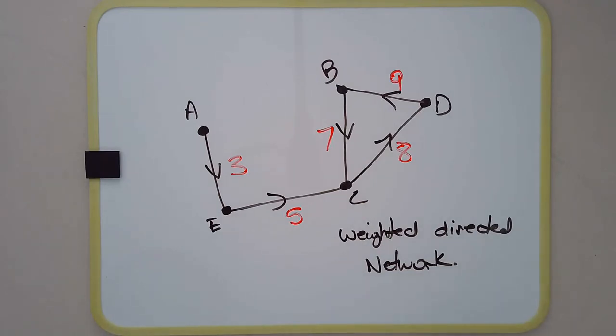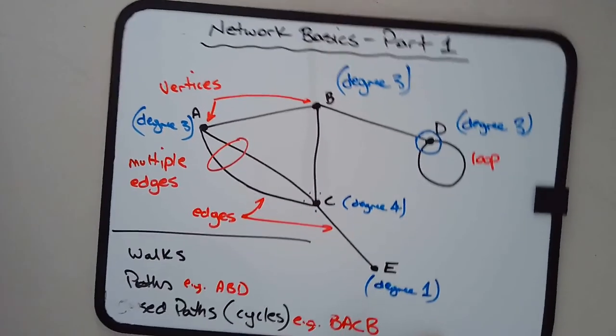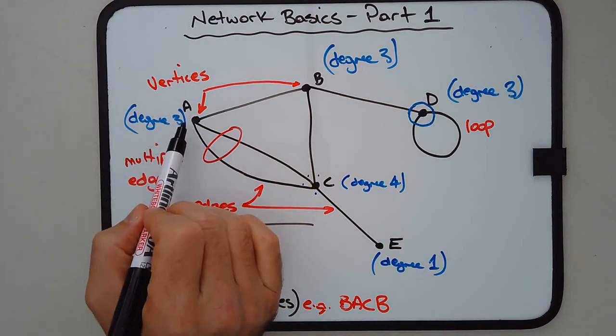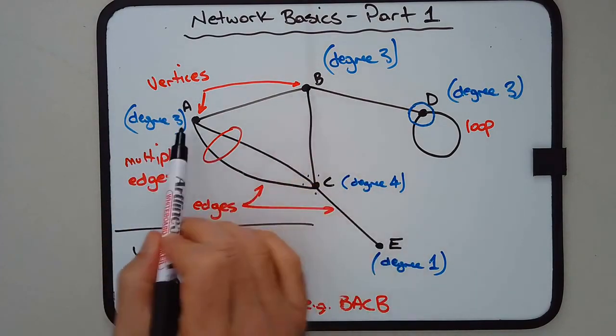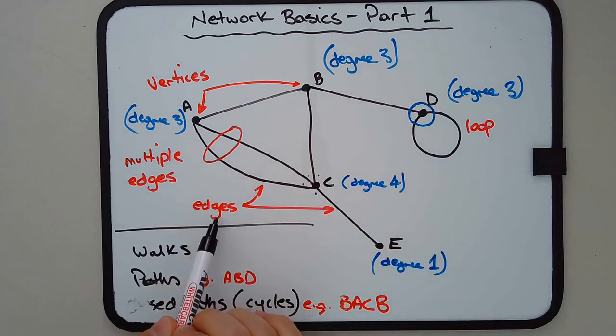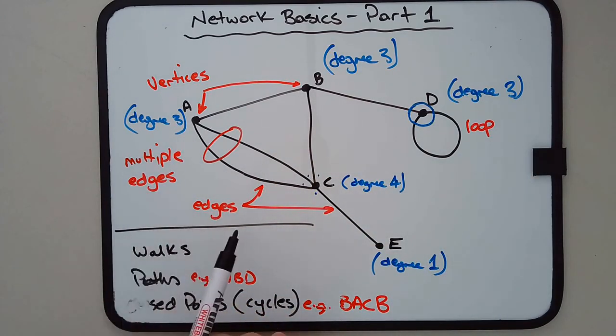So a quick recap, going back to this board here. The first and most important thing, what is a network? A bunch of objects and the relationship between them. The objects are called vertices. The connection or the relationship between those objects is called an edge. So that's really networks 101.